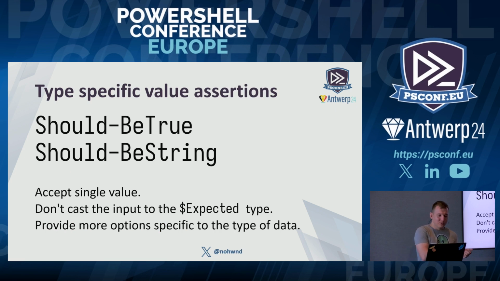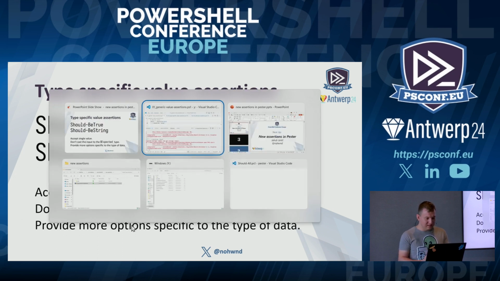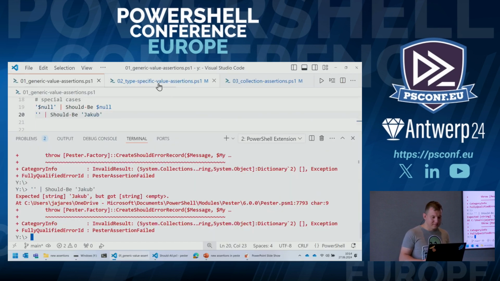Then we can move on to type-specific value assertions. Those are value assertions, so they still take just a single value, but they are specialized to one type. They don't cast the input to the expected type, so you can be very strict about what you expect. And they provide more options that are specific to the type of the data that you are trying to assert on.